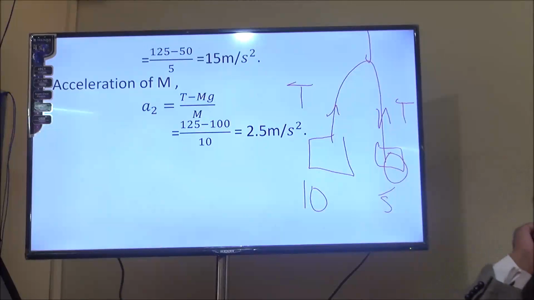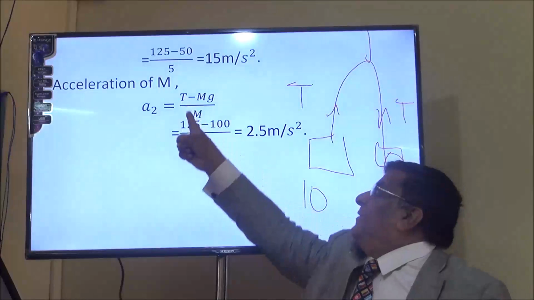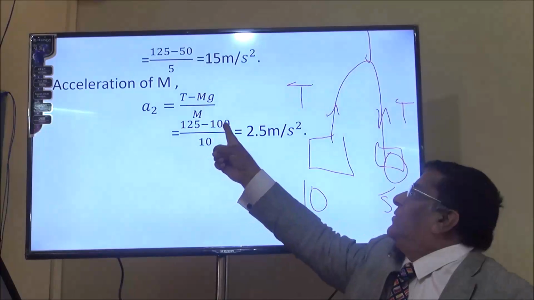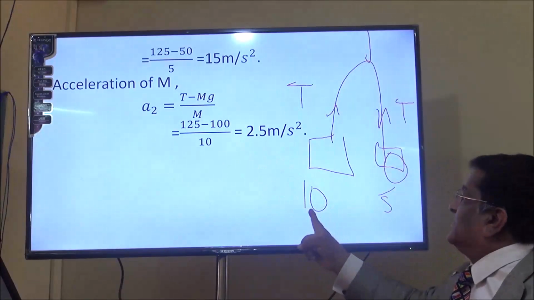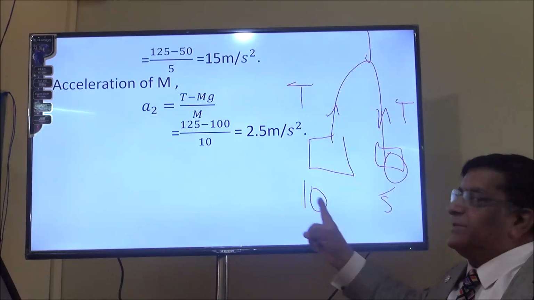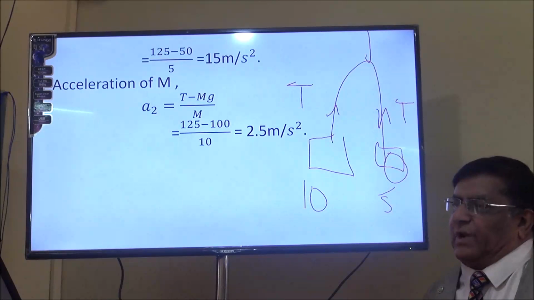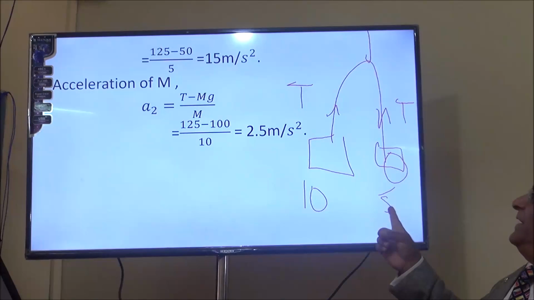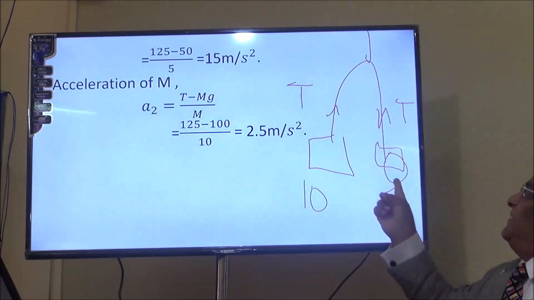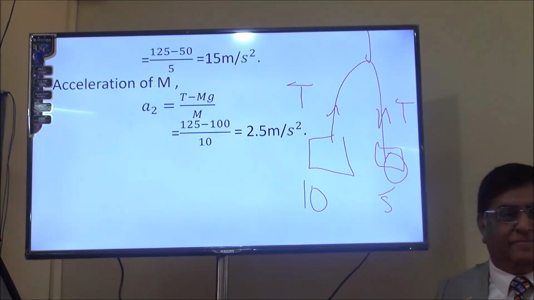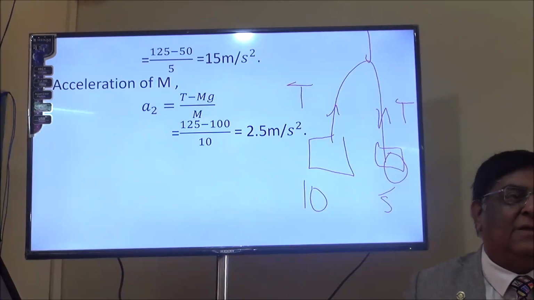When it is happening only in case 3. Case 3. How much is tension coming to? 125. Is that clear to you? Okay. So 125 minus 100, that is the net force, divided by G will give the acceleration. Right? So same, we get the acceleration for this 15 meter per second, and this will have acceleration of 2.5 meter per second. Is it clear? Please revise it once again, then it will be clearer to you.